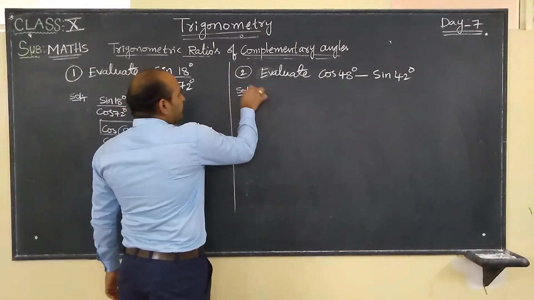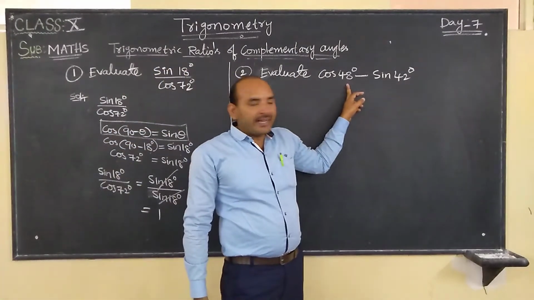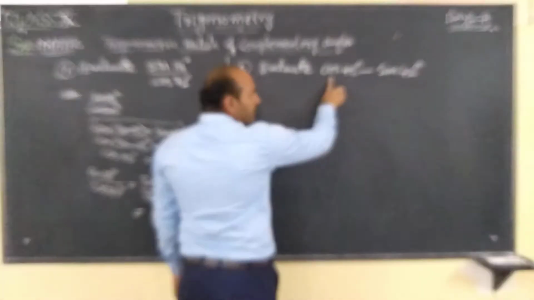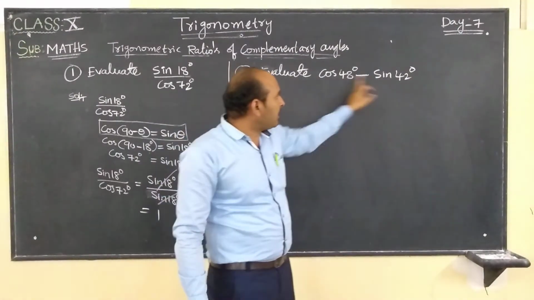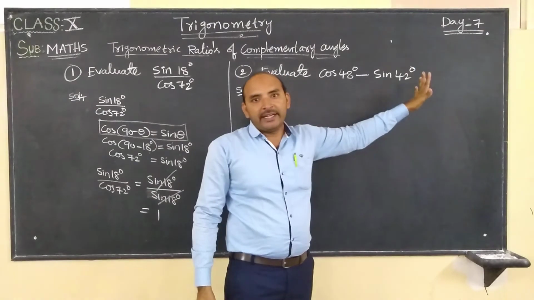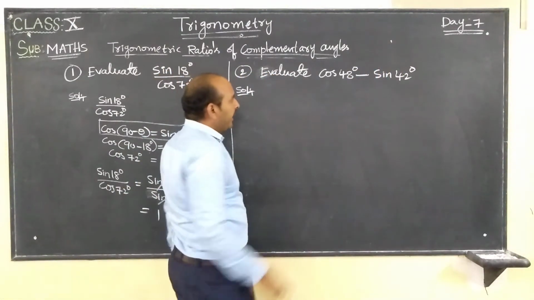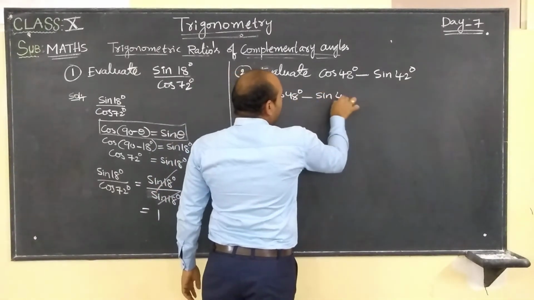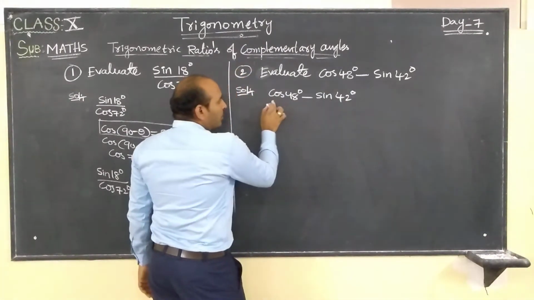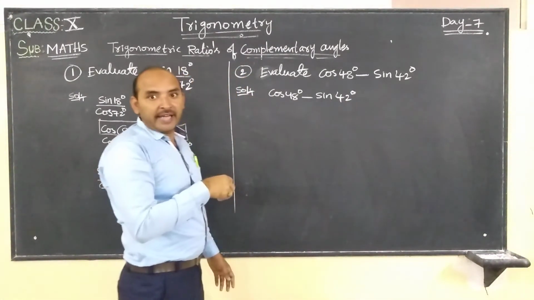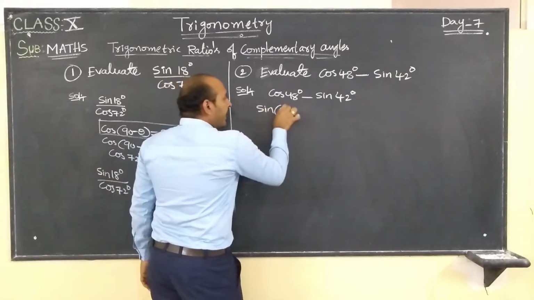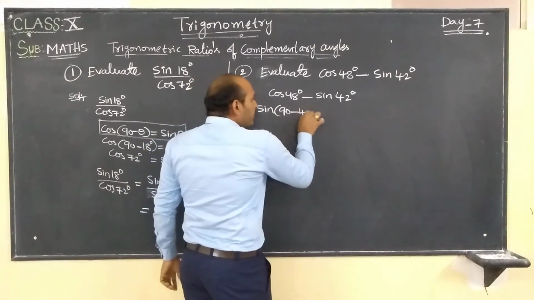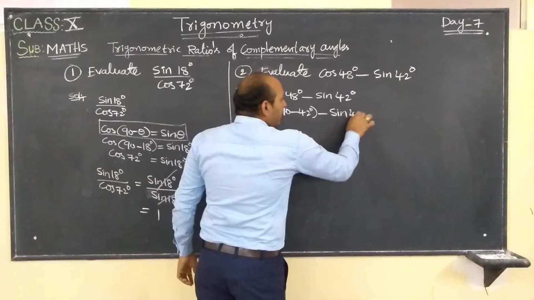Now the next problem: cos 48 degrees minus sin 42 degrees. How do we write this value? We can interchange it. Observe, 48 plus 42 is 90 degrees. The sum of these two angles is 90 degrees, so clearly you can apply complementary angles. I am interchanging cos to sin. How can we write 48 degrees as 90 minus 42 degrees?